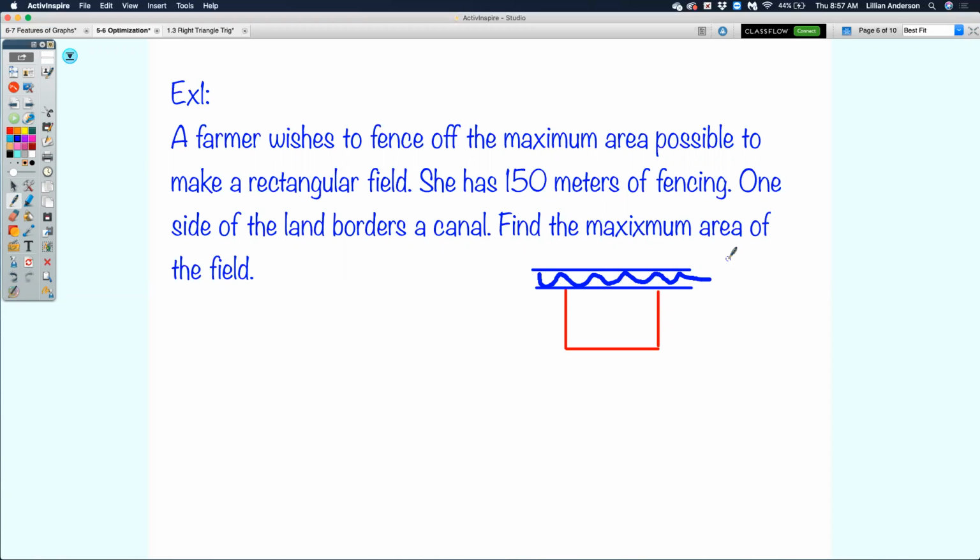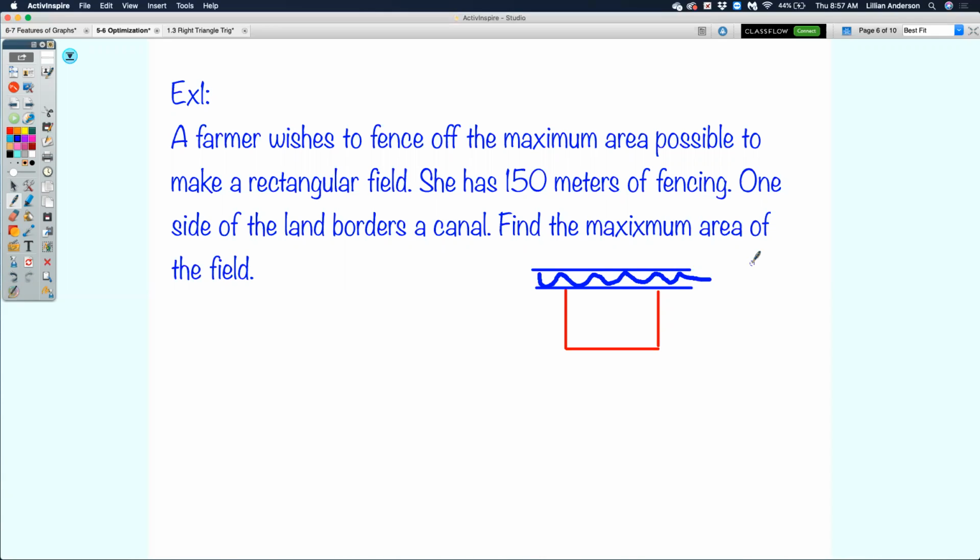So that basically means, am I going to put any fencing on the canal? No, you're not going to. I mean, when you think about it, you probably should, so that people won't fall into the river, but people don't put fencing around canals. So the fencing is only going to go on the red parts of this diagram. So we have our diagram.